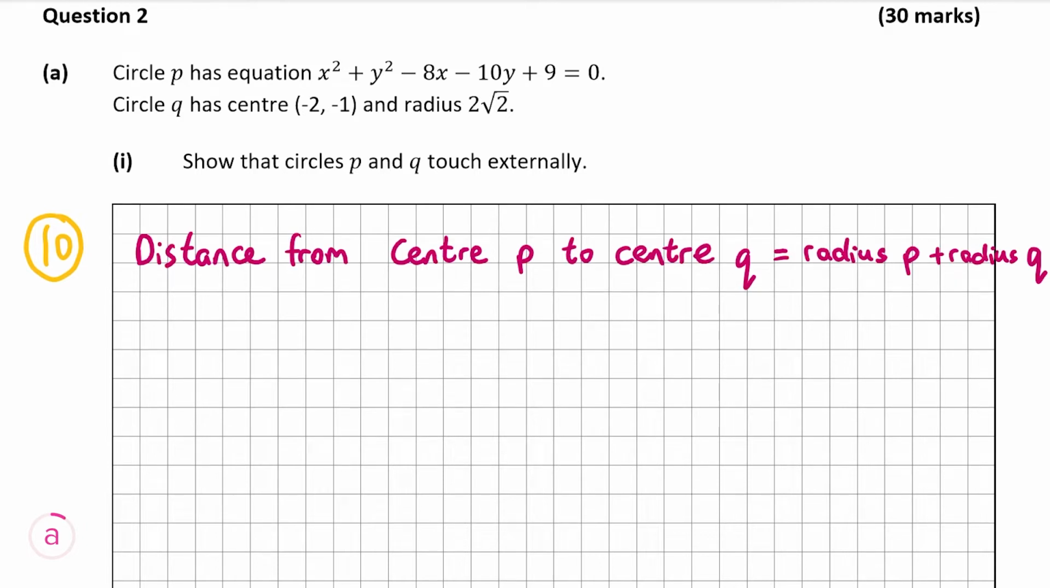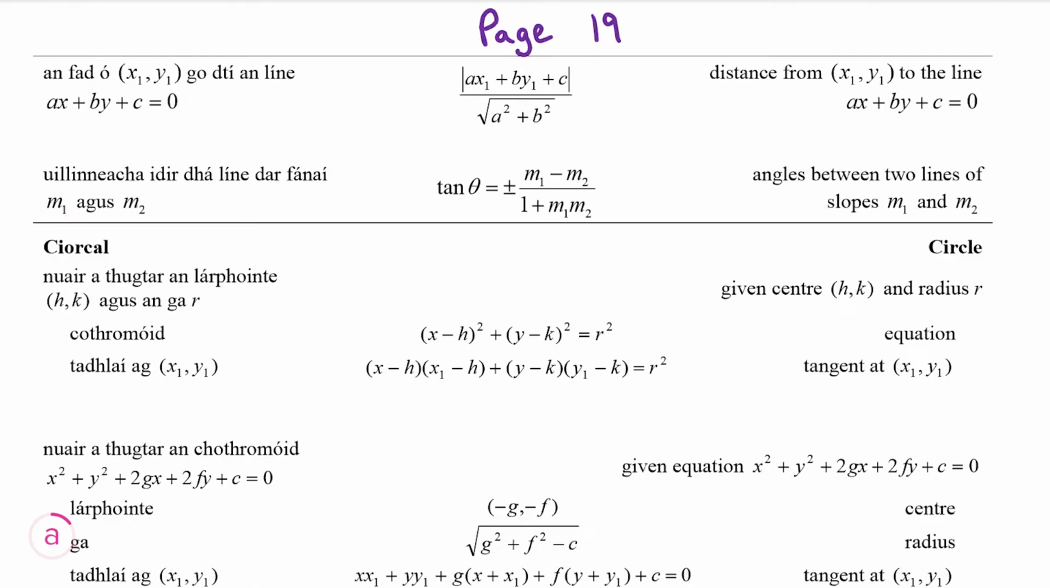So we're going to have to work out the distance from centre P to centre Q, and we have the centre of Q, but we don't have the centre of P. So we're going to have to work out the centre of P from the equation that we've been given. Just to remind you how to work out the centre when we're given an equation of a circle like that, I'm going to show you page 19 of our formula and tables book. We've been given an equation in this form, and the centre is going to be (-g, -f), with 2g being the number before the x and 2f being the number before the y. Now it's important, it's not the number before the x squared or the y squared, it's just the x by itself and the y by itself.